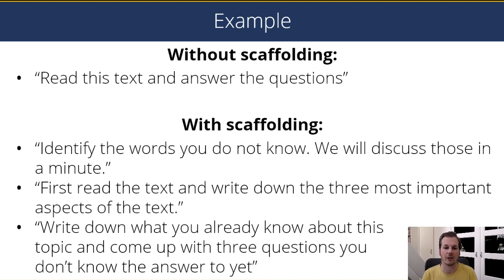Another way to do this is write down what you already know about this topic, so the topic of the text, and come up with 3 questions you don't know the answer to yet. So again, you're not asking them to read the text, they just read a headline or maybe the first line. You do a short brainstorm on what do you think the text is about, and what do you already know about this topic? And what 3 things, or 2 things, or 1 thing, it's really just an example, do you want to know about this topic that you don't know the answer to just yet?